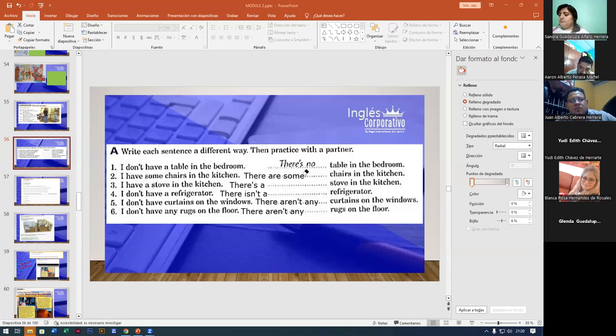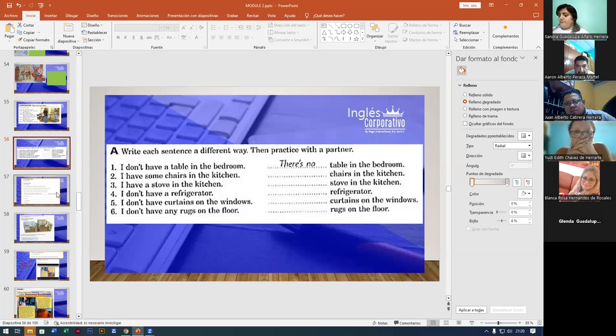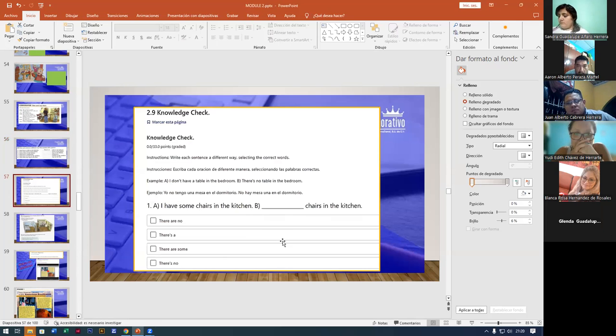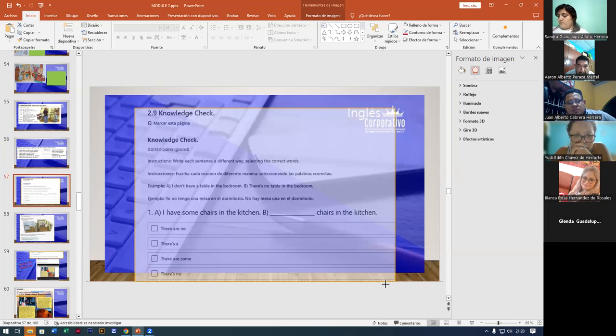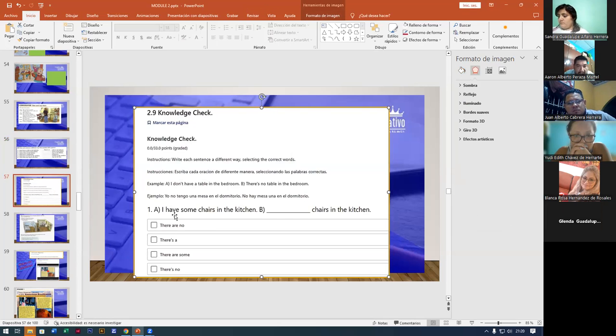No questions? Okay, let's go ahead with our next exercise. All right, so what about this one? The one that appears on the platform. It says on A, I have some chairs in the kitchen. What is the correct option there? What would be option B? The other manner to say it. There are some chairs in the kitchen. In the kitchen, correct. So we have two options, right?